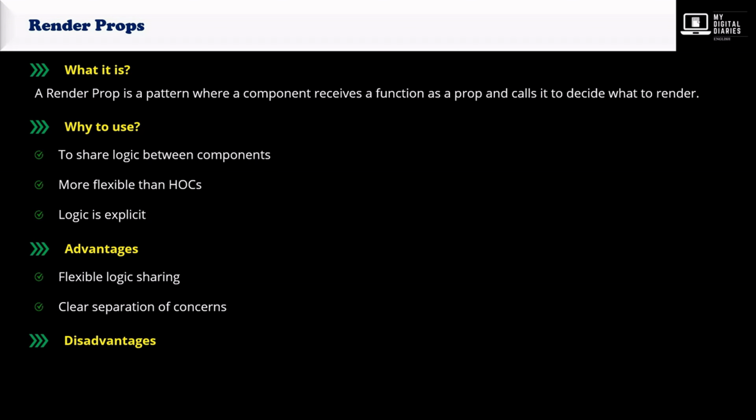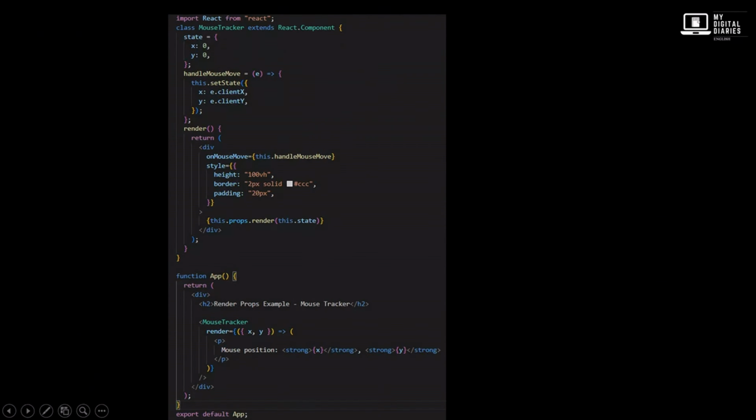Render props also have some disadvantages. The first disadvantage is verbose syntax. Using functions inside JSX can sometimes make the code longer. The second issue is that nested functions can reduce readability. If many components use render props inside each other, the JSX can become hard to read and maintain. Now let's look at the code.